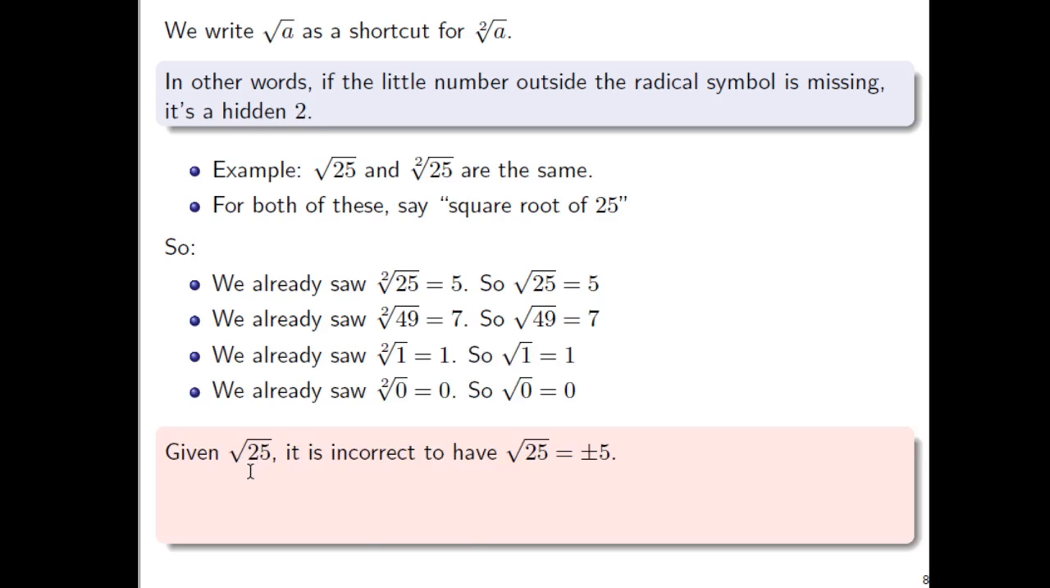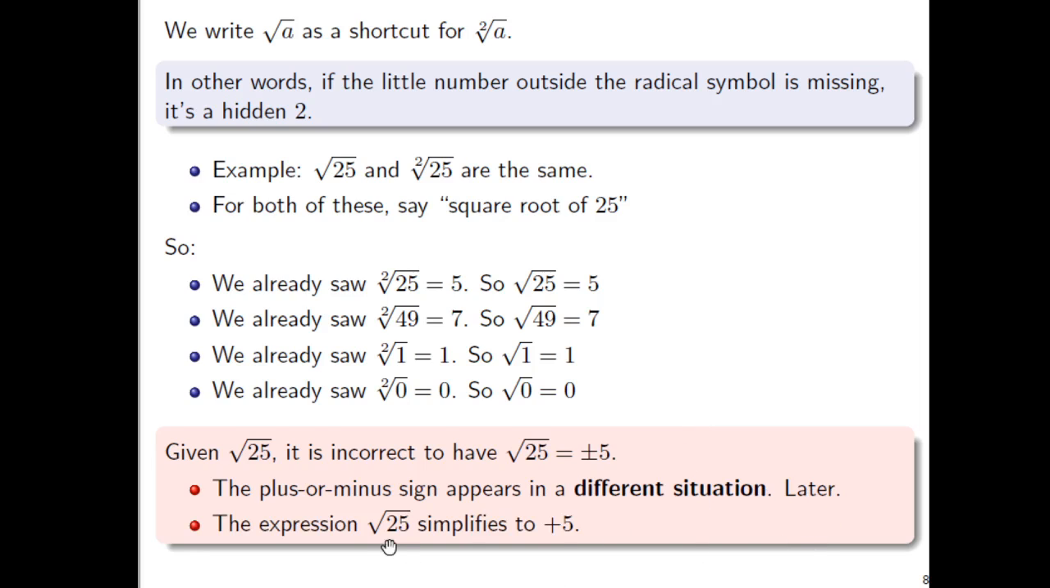Just one thing to be careful about: if you see root 25, it is incorrect to write root 25 equals plus or minus 5. We've actually not talked about this plus or minus symbol yet, but you might somehow attach that to the square root symbol, which is a bad idea. I understand why people would want to do this. We will talk about the symbol soon enough. The plus or minus sign appears in a different situation. We'll talk about that later. Root 25, by convention, simplifies to just positive 5.